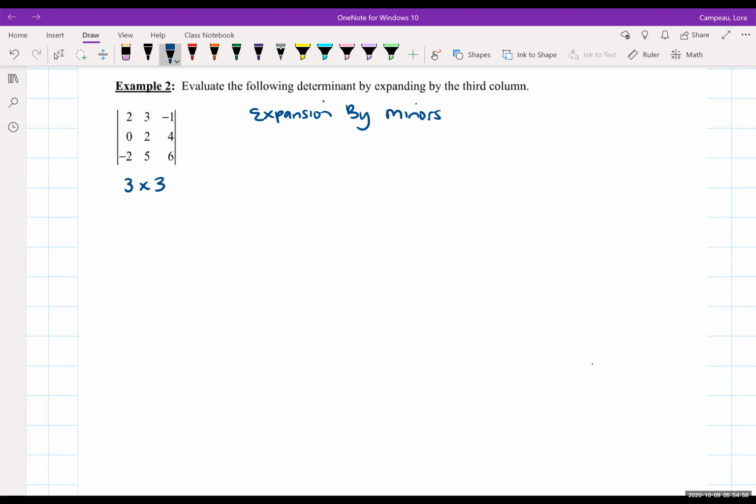So you'll notice that the directions on this example are actually being specific. They're asking us to evaluate the following determinant by expanding by the third column. So you think about what the third column is. We have -1, 4, and 6. So before we start, I'm going to look at my corresponding array of signs and compare that so I can help you with this. So just bear with me for a second.